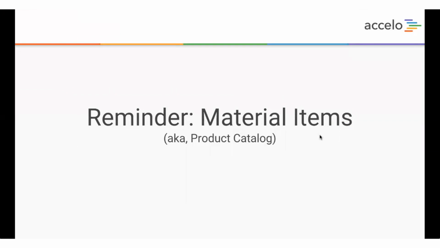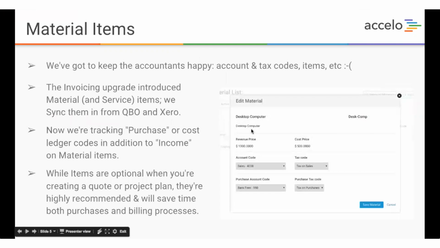But before we kick off onto the brand new stuff, I just want to do a quick little refresher on items, material items in particular. A lot of folks think of this as their product catalog, their list of things that they sell. And this was introduced back in mid to late last year, with our upgrade to the invoicing module. It allows you to synchronize with your accounting system all of the items that you sell.